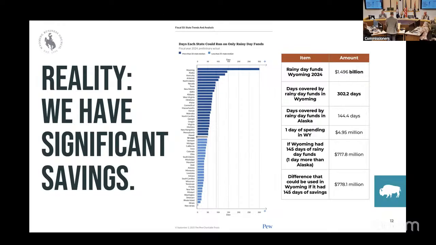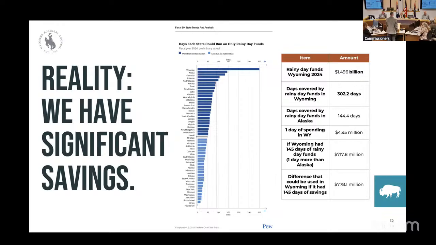Now, there are a lot of rules around that rainy day fund. There are a lot of things that we've got to think about when we do that. However, even Alaska, which has a volatile revenue system just like we do, based on the outside world and on commodity prices, only has half the days that we do to run our state government. I'm not advocating that we get rid of it. I'm not advocating that we do something crazy. However, I do think that we need to begin investing in our future.